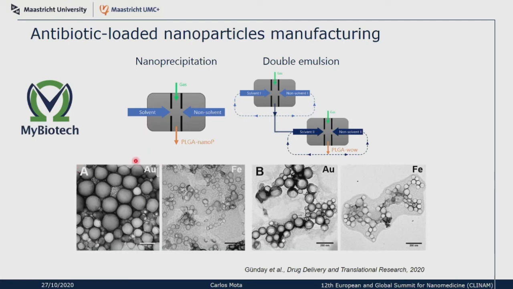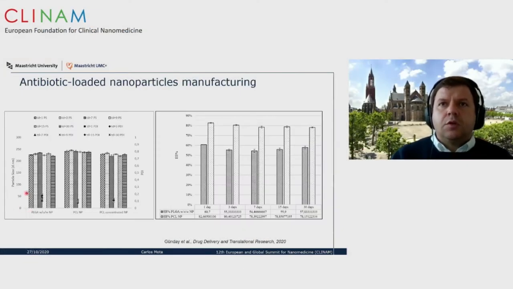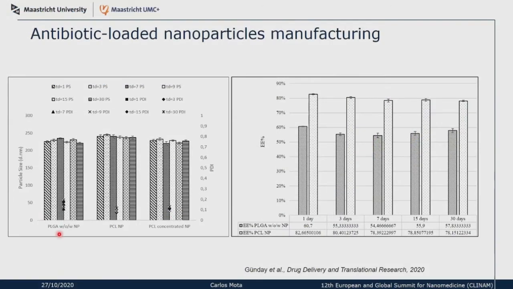So we have a company in the consortium that has two proprietary reactors to produce nanoparticles with nanoprecipitation or double emulsion. And these are controlled particles with gold or iron for us also to try to localize where we are locating these particles on top of our implant. And then we also loaded some drugs on these nanoparticles. So for the particle size, we use two polymers, PLGA that is normally frequently used, and also PCL. And we produce particles with sizes around 200 nanometers.